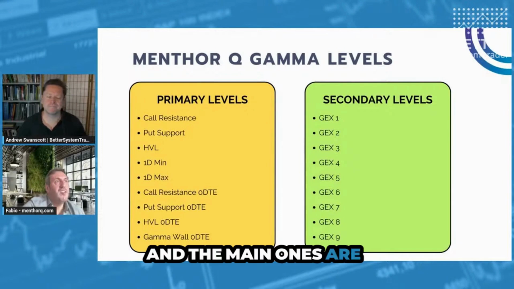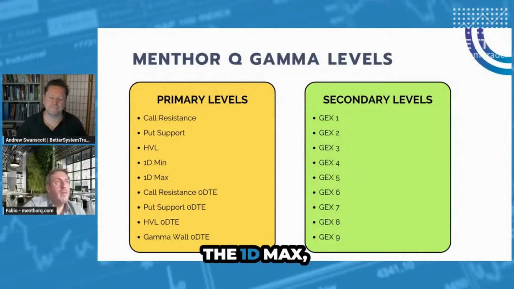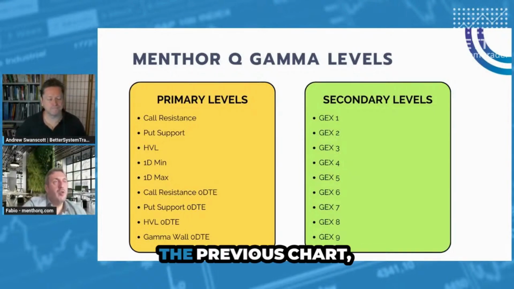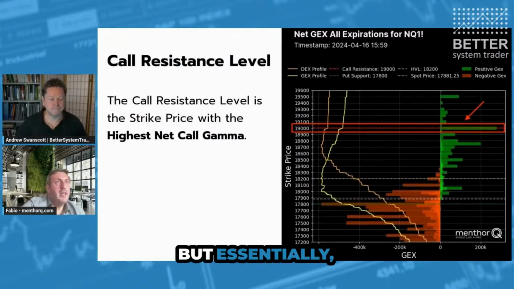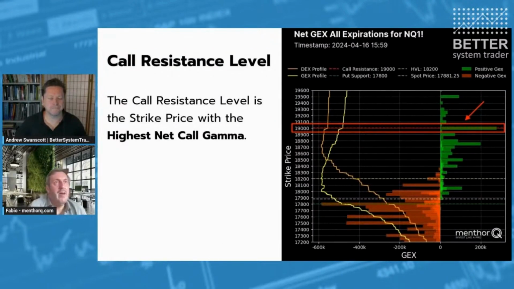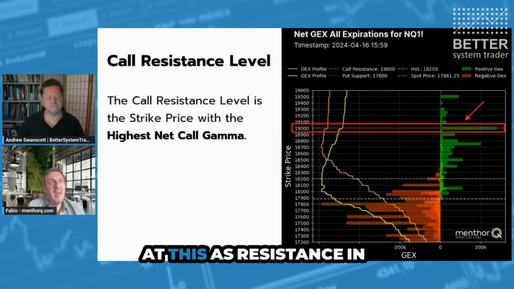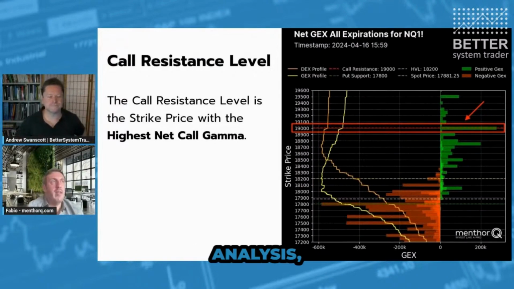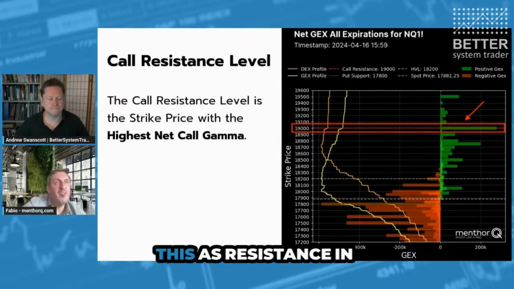And the main ones are the ones that you see on the left. We're going to show you the core resistance, put support, the 1D minimum, 1D max, and then we have secondary levels, which are the ones that we saw in the previous chart, the bars that you see in the chart. The first one that is very important is what we call core resistance. You don't have to look at this as resistance in terms of technical analysis, but as resistance in terms of options positioning.